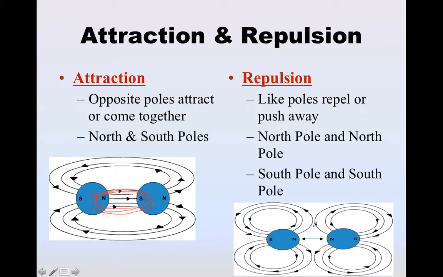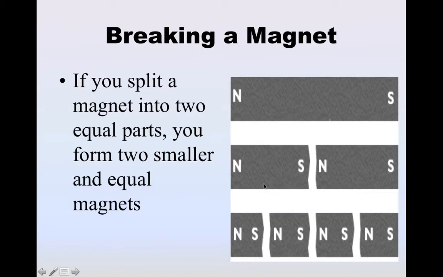The repulsion over here, notice I have north and north, and they are aligned close to each other. They're actually pushing away. So in this diagram, it looks like the force is pushing it away and not allowing it to come together. So a north pole and a north pole will repel each other. Likewise, a south pole and a south pole. So if you have like poles, they're going to push each other away.